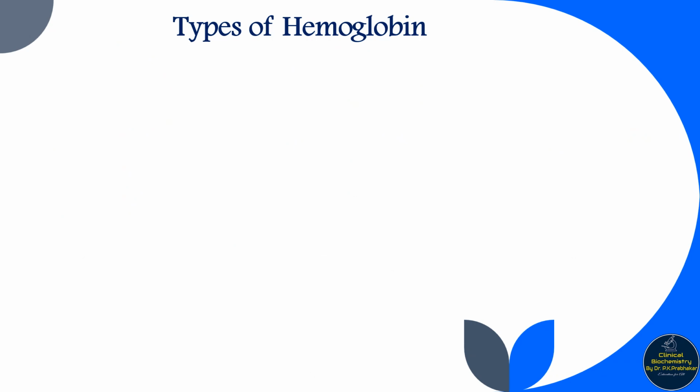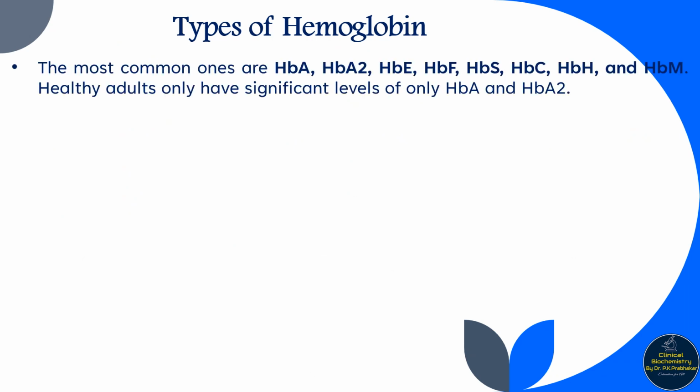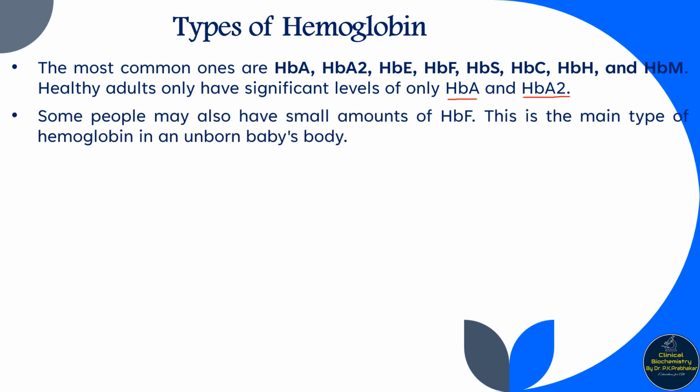Now let us see how many different types of hemoglobin we have. The most common forms are HbA, HbA2, HbE, HbF, HbS, HbC, HbH, and HbM. So we have a number of types of hemoglobin. Healthy adults have significant levels of HbA and HbA2. The maximum concentration in an adult human being is HbA and HbA2, and the concentration of the others is very negligible.